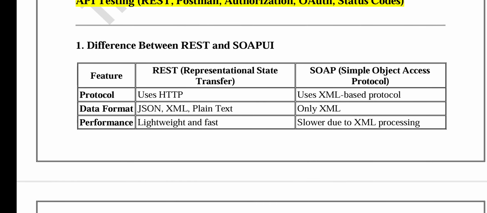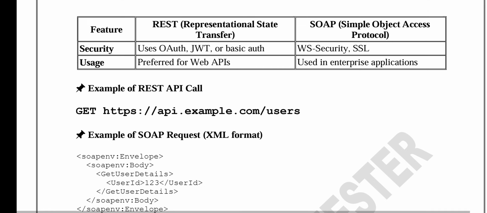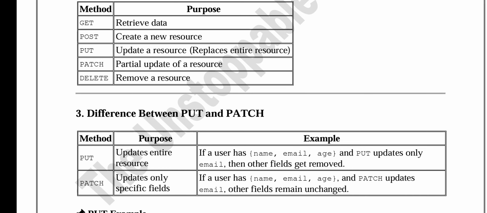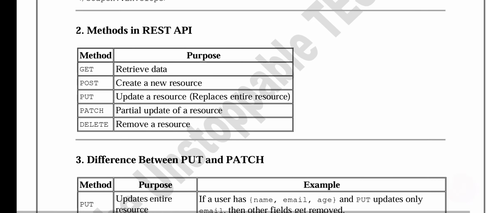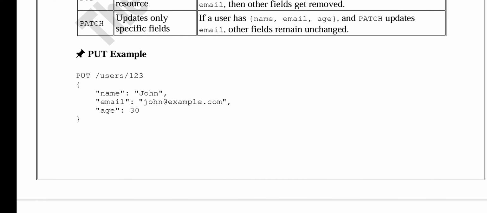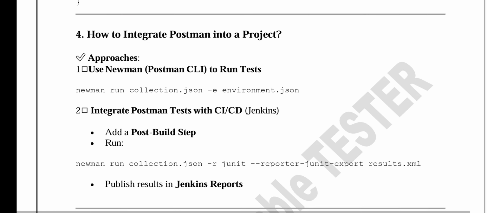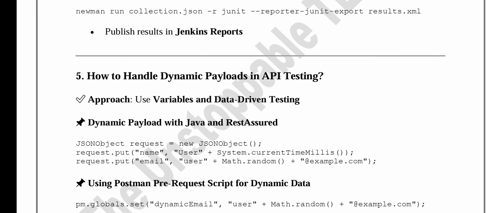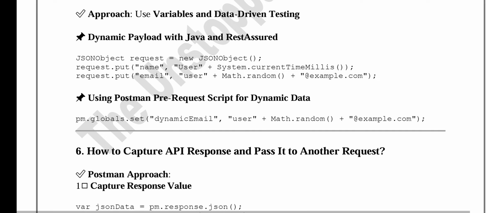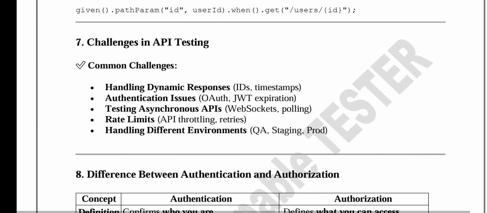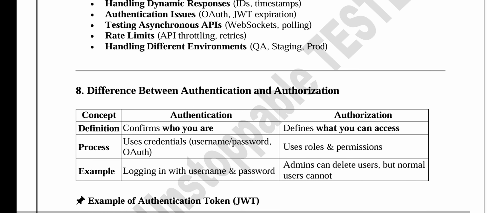What's the difference between REST and SOAP API, UI or API? What's the difference between put and patch? How to integrate Postman into a project? How to handle dynamic payloads in API testing? How to capture the API response and pass it to another request? What are the challenges in API testing?